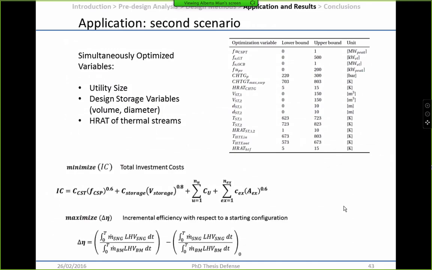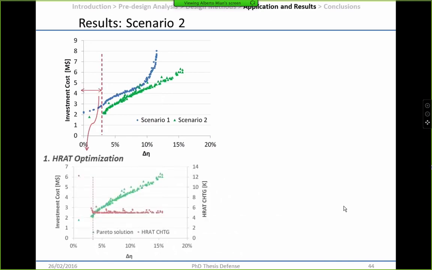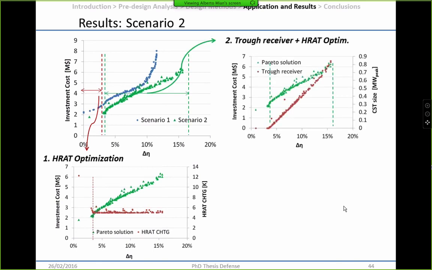Again, the objective functions are the same as the previous slide. In this case, I got this second Pareto curve, which is shaded in green, and I got the same conclusion. So the conclusion is that we do not have to integrate immediately the solar utilities. We have first to optimize the design of the heat exchanger network, because this can increase the efficiency of the plant by up to 4%.